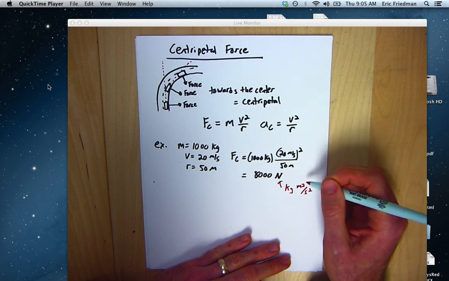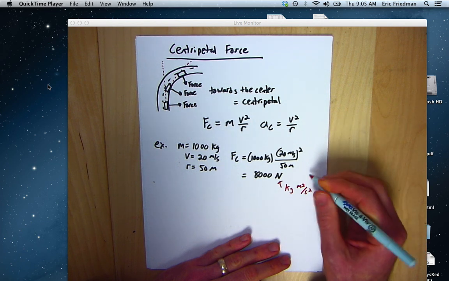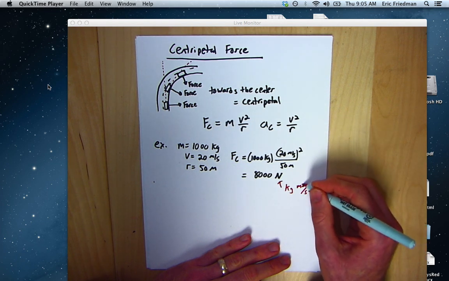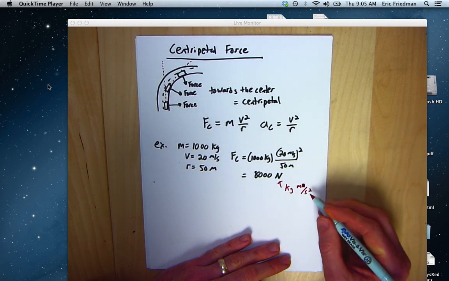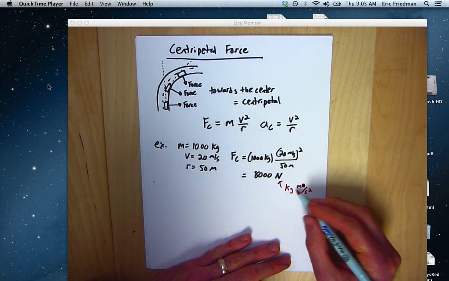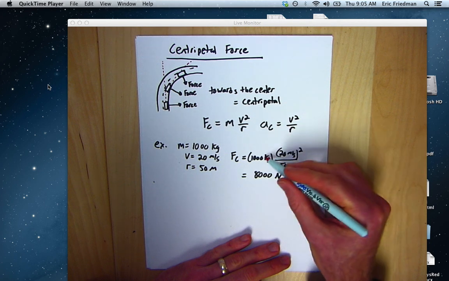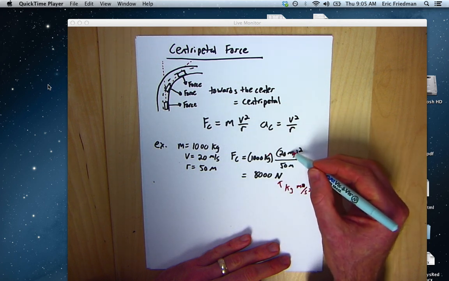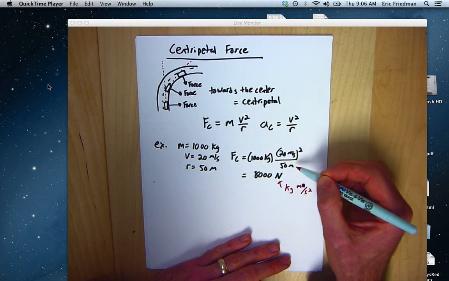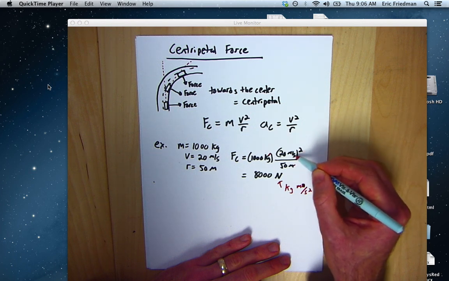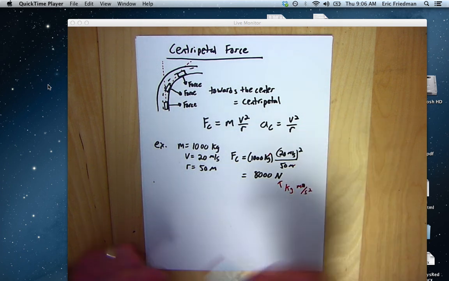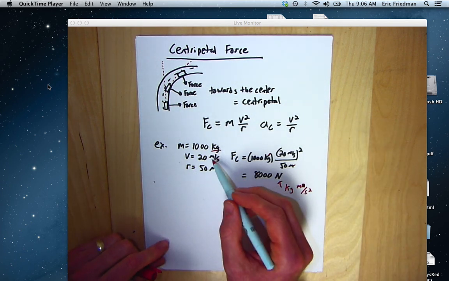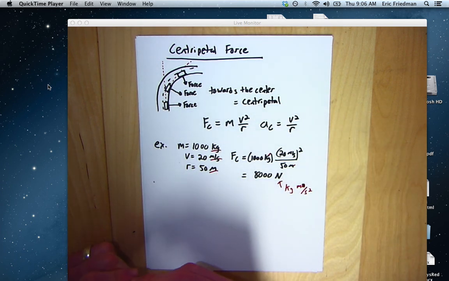Now remember, newtons are actually kilograms meters per second squared, right? That would have been energy units if this were meters squared, but it's just kilograms meters per second squared. So just check that that actually works out. There's my kilograms. This would give me meters squared, but then that takes away the meters from down there, and then it's divided by second squared on the bottom. So it works out for the units. Just make sure you're in kilograms, meters per second, and meters, and it should work out.